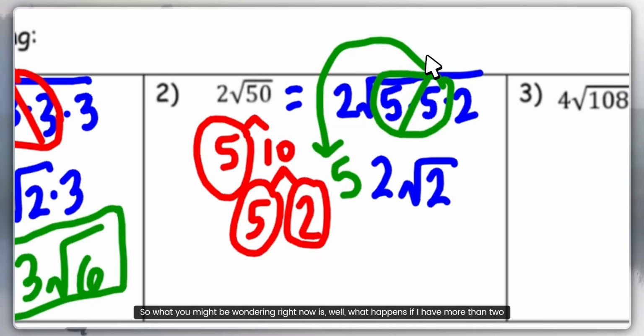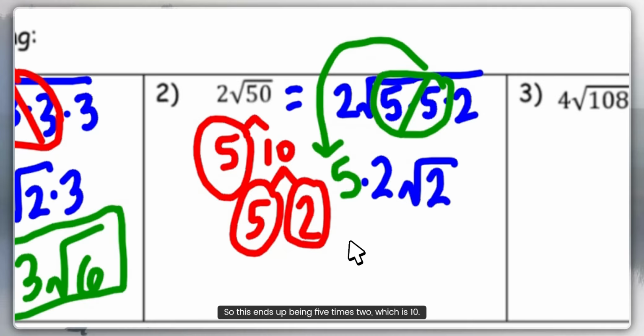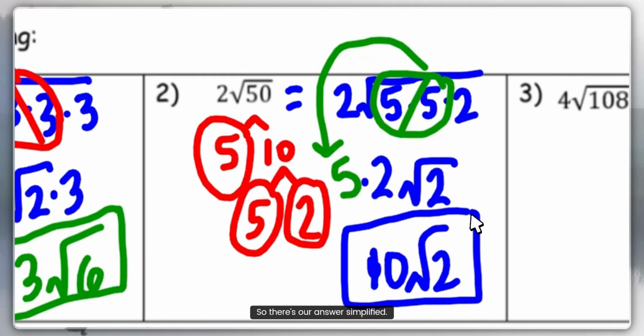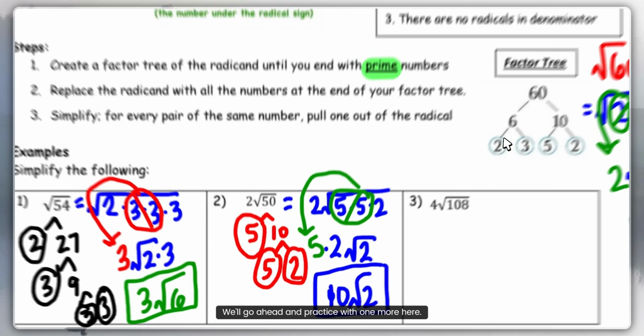So what you might be wondering right now is, well, what happens if I have more than 2 numbers that end up outside the square root? Well, you multiply them together. So this ends up being 5 times 2, which is 10. And then we have square root of 2. So there's our answer simplified. Right, we'll go ahead and practice with one more here.